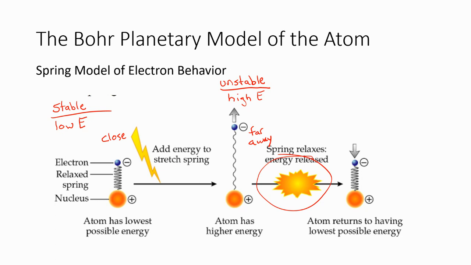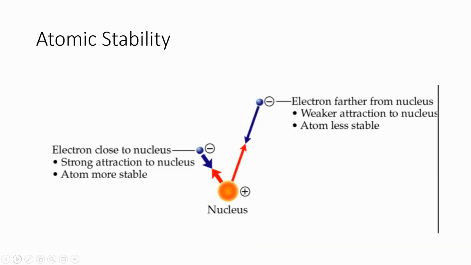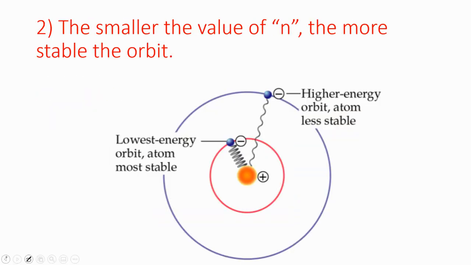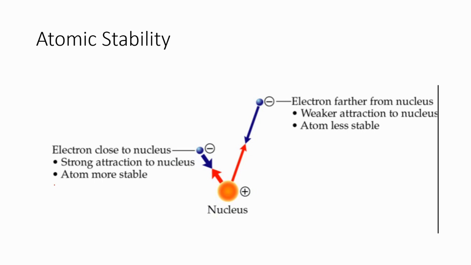So just to summarize what we've said here so far, when an electron is close to the nucleus, that produces a strong attraction for the nucleus. The atom is more stable, and we would say that that means the atom is low in energy. And that's a good thing. When the electron is farther away from the nucleus, it has a weaker attraction, just like two magnets that are far from one another have weak attraction. The atom is less stable, and therefore it's going to be higher in energy.